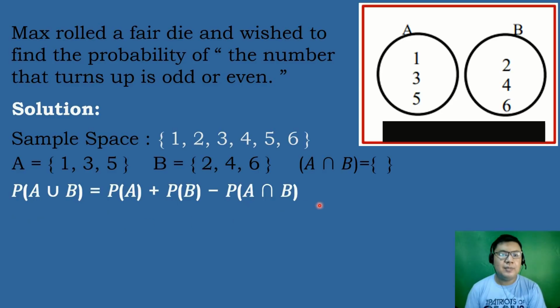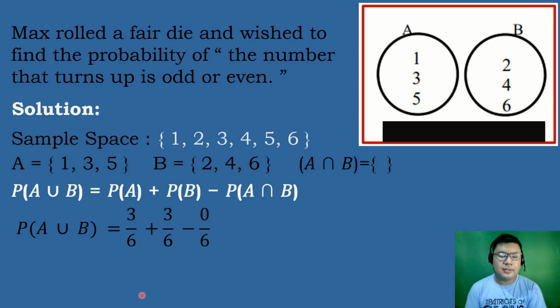So we will be using the formula of the union of two events. The probability of event A: event outcomes is equal to 3, so we have 1, 3, 5. So we have three odd numbers all over the sample space, which is equal to 6. Plus the probability of event B: we have 2, 4, 6, 3 event outcomes all over the sample space, which is again equal to 6. Minus the null set, A intersection B, so we have 0 all over the sample space, which is equal to 6.